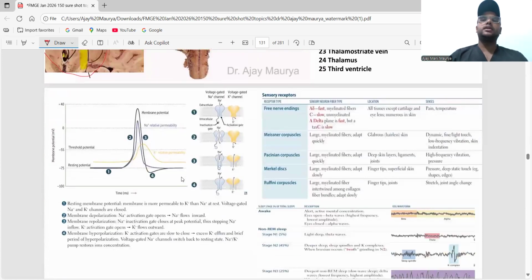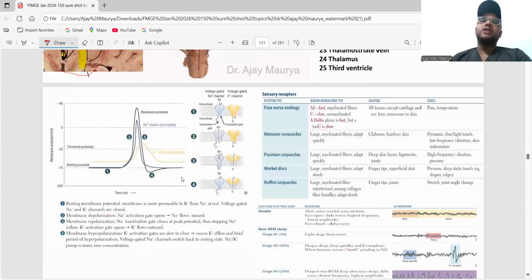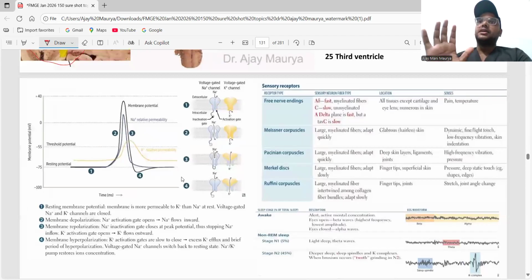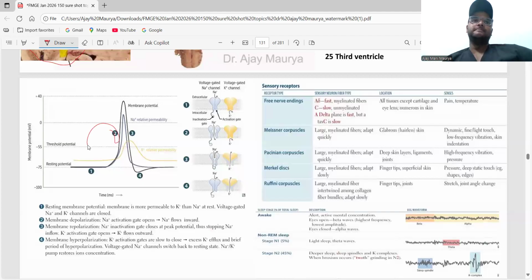The next one we are going to talk about is the membrane potential. How are they going to ask questions here, guys? They are going to give this graph, and they are going to mark number 2. Tell me what is number 2, tell me what is number 4.